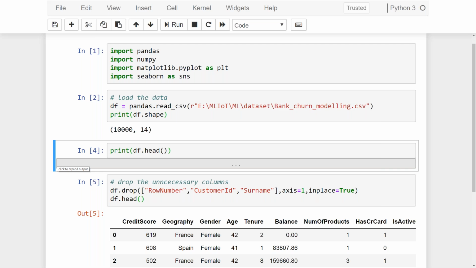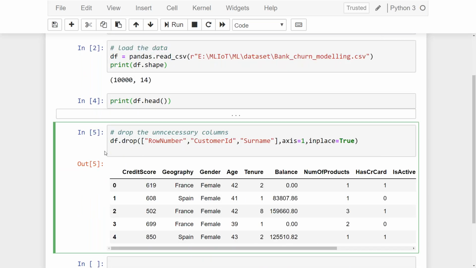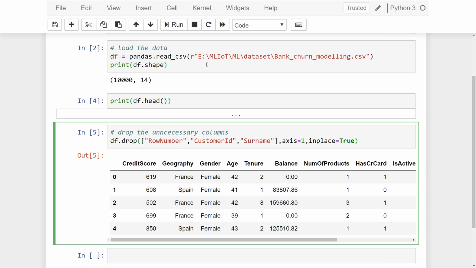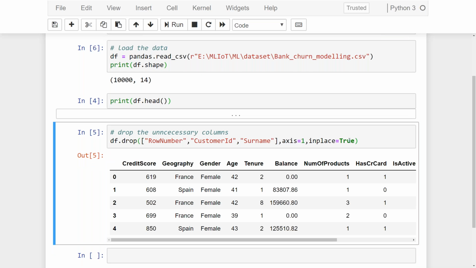For example, let me show you an example, right? So let me remove this df.head from here, and again load the data, right? And I'm going to make this inplace False.